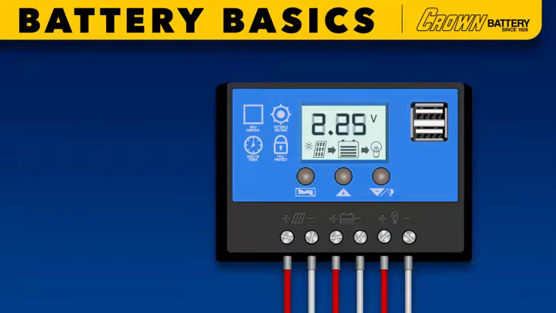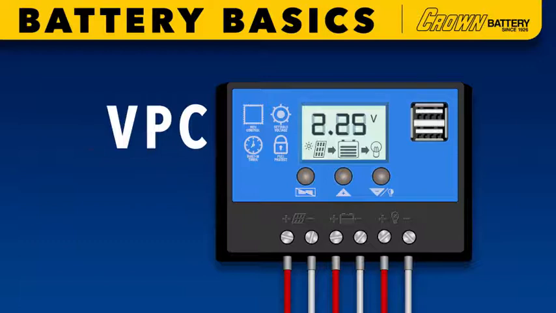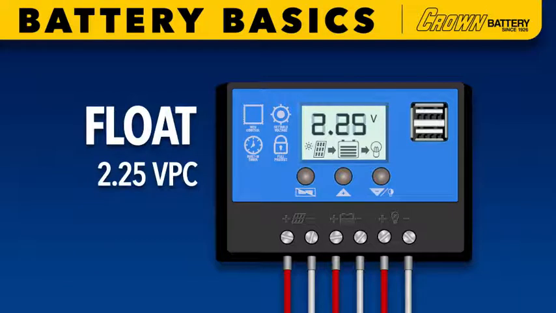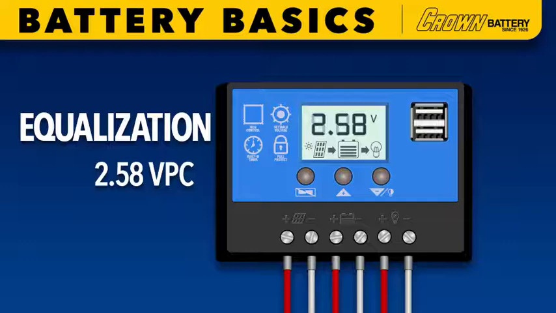Suggested voltage set points for Crown Battery energy storage products are based on volts per cell, or VPC. Float, 2.25 volts per cell. Absorb, 2.42 volts per cell. Equalization, 2.58 volts per cell.